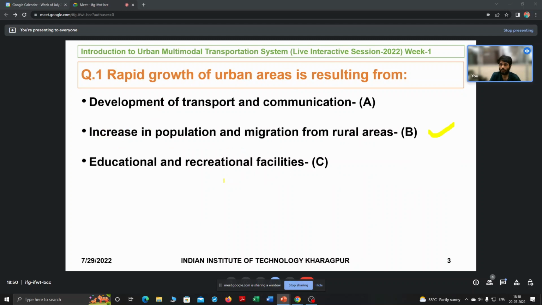So the first question is, rapid growth of urban areas is resulting from, right? So why is there a rapid growth in urban areas?